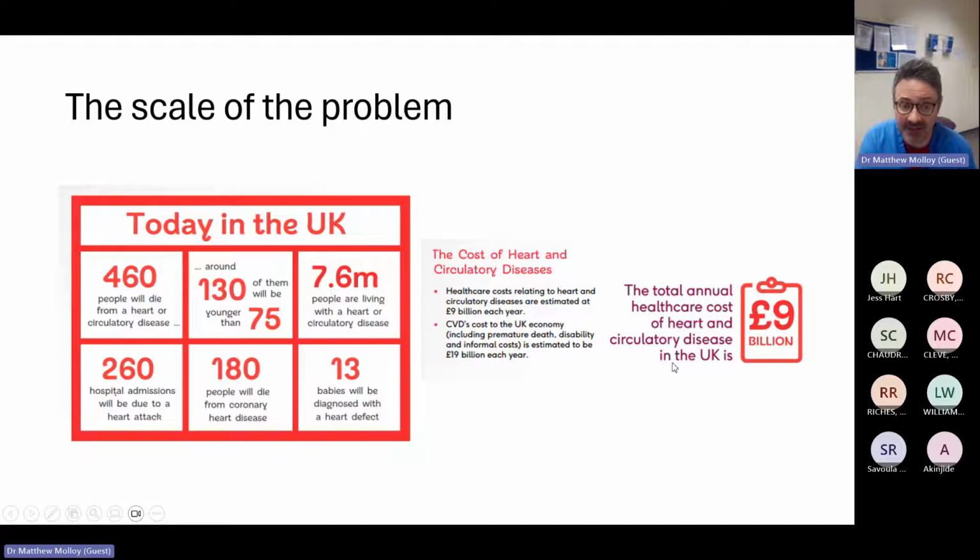So the cost of this is astronomical to the healthcare system. The annual healthcare cost of heart and circulatory disease in the UK is 9 billion, and the CVD cost to the UK economy is even greater. This is in premature death, disability, and informal costs resulting from cardiovascular disease, and this is estimated to be about 19 billion per year.